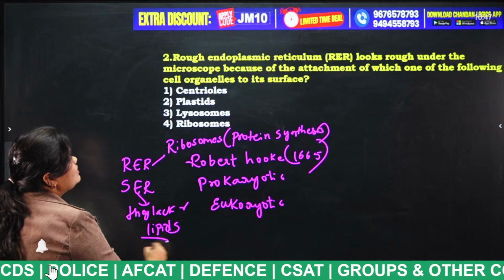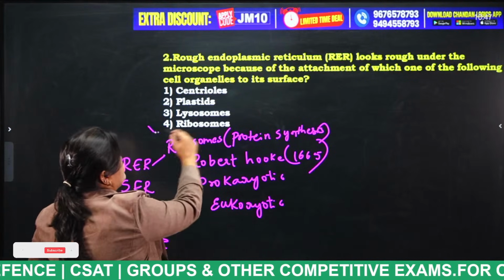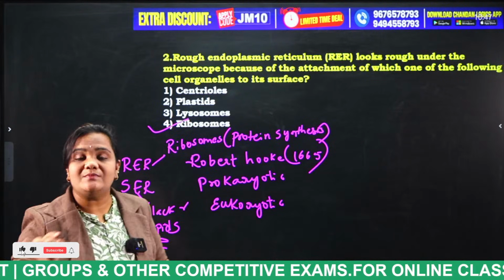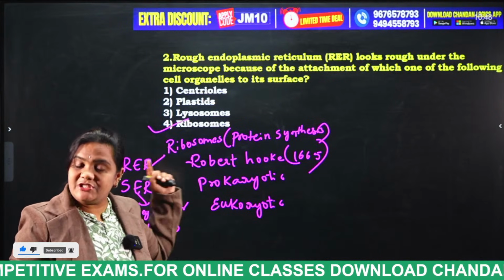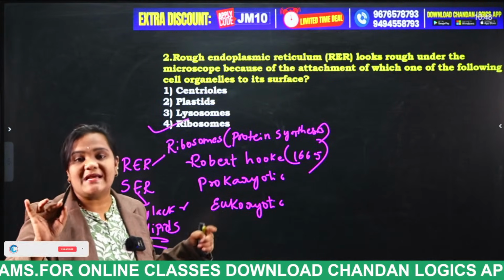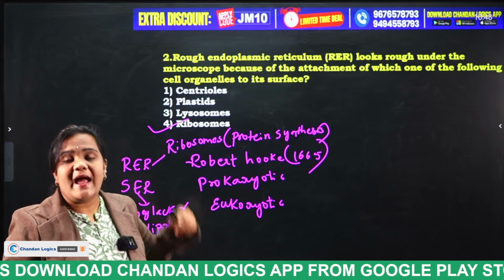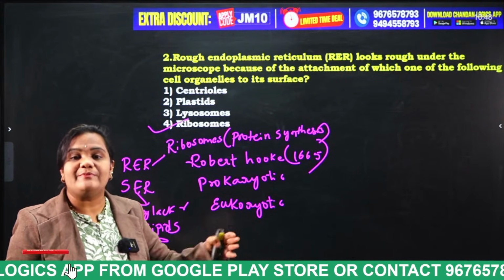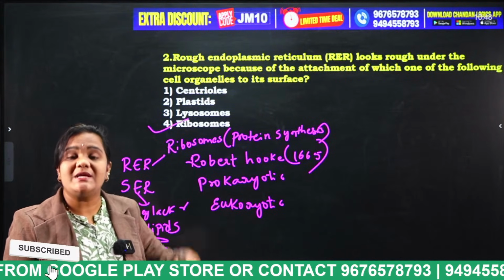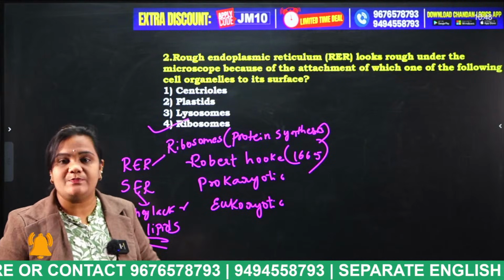Now tell me, students, what is the answer for this question? Very good, students, ribosomes. Rough endoplasmic reticulum consists of ribosomes which synthesize proteins. They are considered the protein factory of the cell. Whereas in smooth endoplasmic reticulum, what is absent, students? Ribosomes. So what happens then? Lipid synthesis takes place. Okay.